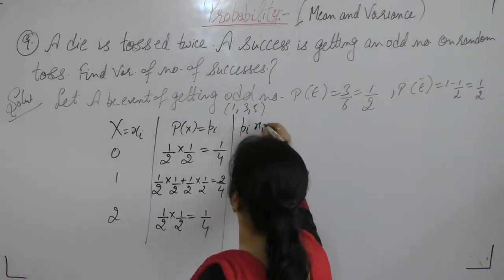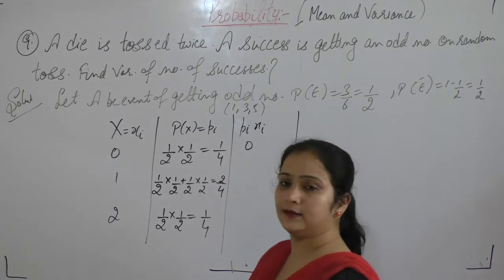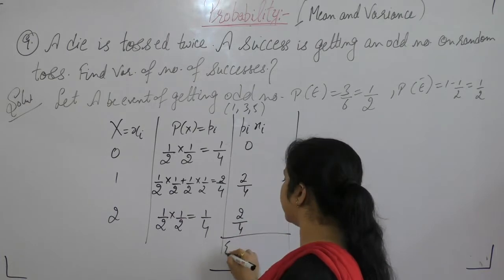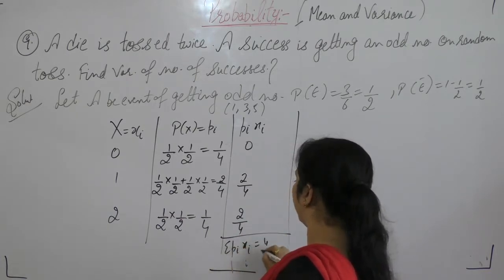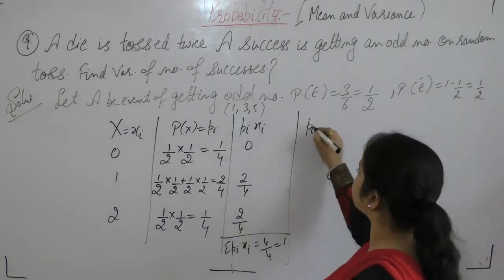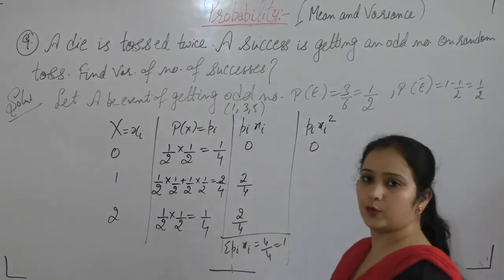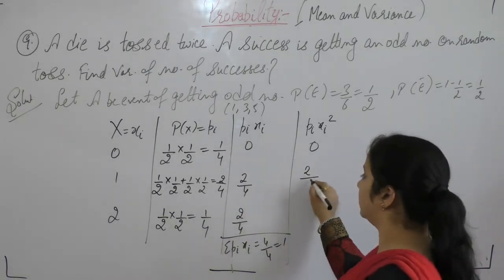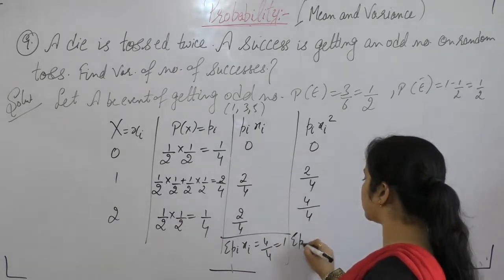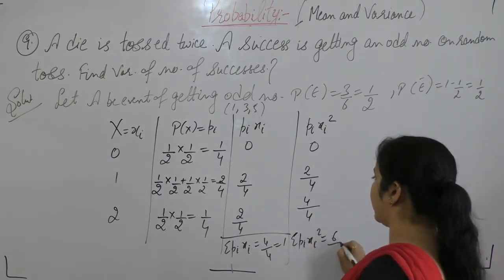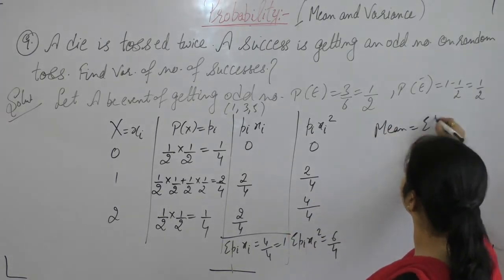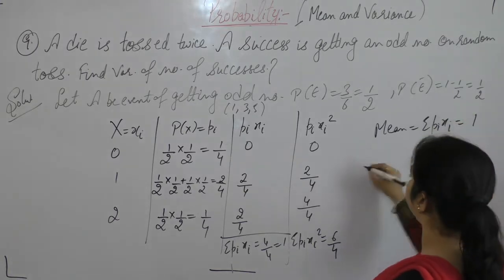Summation of pi xi: 0 into something, 1 into 2 by 4, 2 into 1 by 4. So the summation of pi is 4 by 4, that is 1. Now pi xi square: 0 square, 1 square into 2 by 4, 2 square, 4, into 1 by 4. So the summation of pi xi square is 4 plus 2, 6 by 4. So the mean is equal to the summation of pi xi, that is 1.